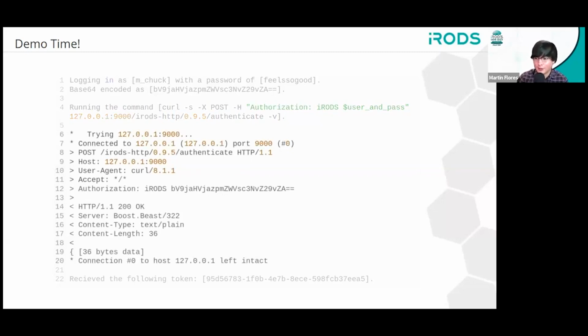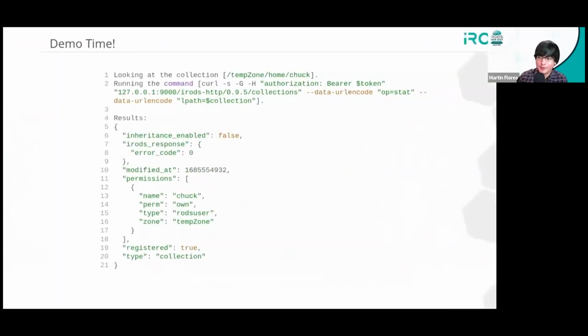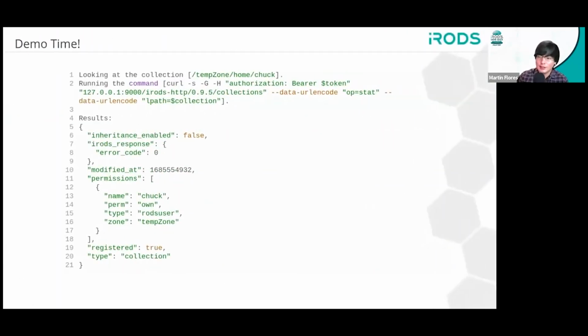Here's just the verbose output of the curl command. So you can see that it is indeed sending the information in the authorization header. And if everything goes well, you should receive a token, which you could then use for further iRODS HTTP API requests. An example of what we can do with that is take a look at the user's home collection. In this case, we're going to go ahead and stat the home chuck collection.